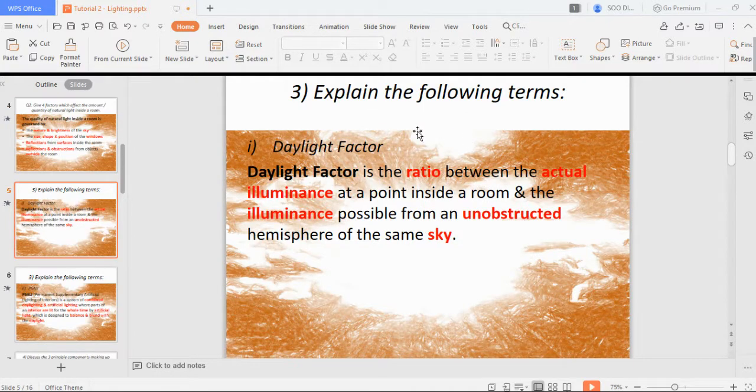The next question: explain the following terms. There are 2 terms. The first one is daylight factor. Daylight factor is a ratio between the actual illuminance at a point inside a room and the illuminance possible from an unobstructed hemisphere of the same sky.